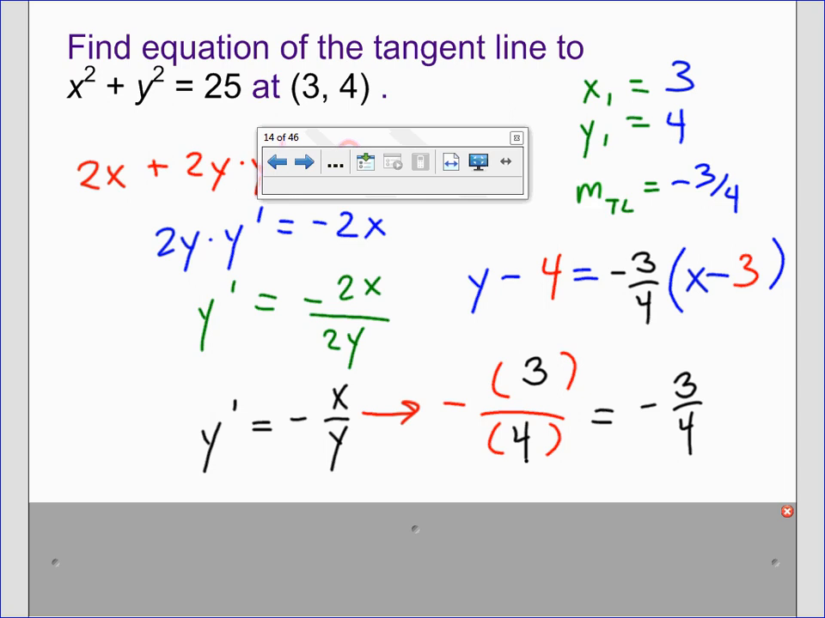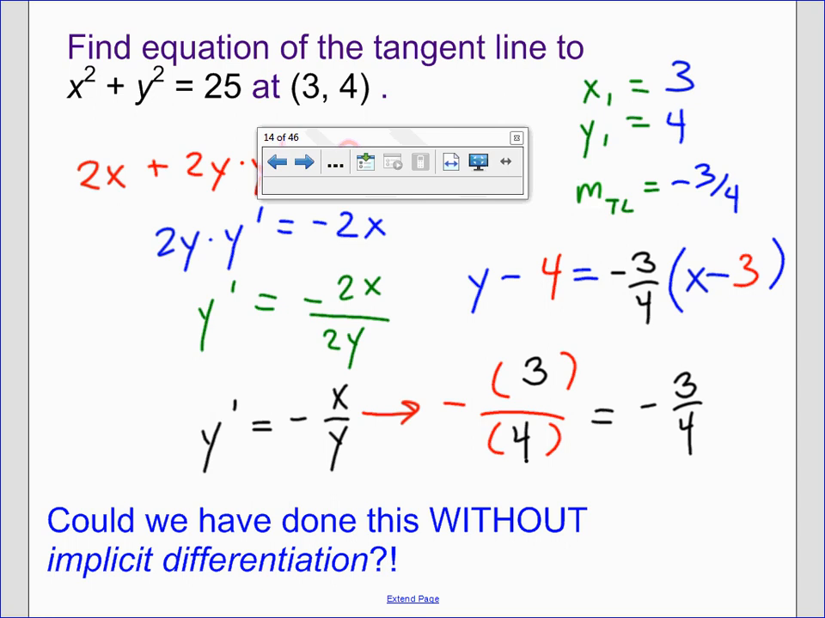Okay, could we have done this without implicit differentiation? How could we have done this without implicit differentiation? Jake? Solve for y in the original equation by subtracting x squared and then taking the square root of the whole thing.